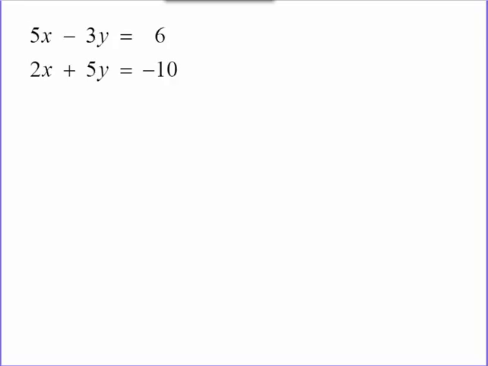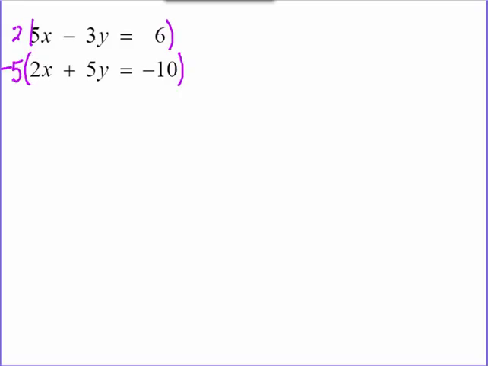Does anybody know? Because it's bigger. Because the signs are already opposite. Okay, you could eliminate the x. If you wanted to eliminate the x, what would you multiply the top by? 2. What would you multiply the bottom by? Negative 5. So that's an option.